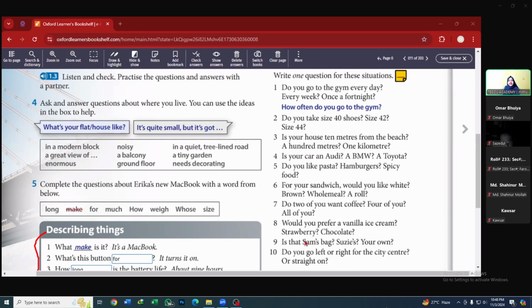Okay, number 9, Mr. Sajidul. Is that Sam's bag, Susie's, your own? What would be the question? Is it talking about a bag? Yes, a bag. A bag belonging to someone. So what will be the question?